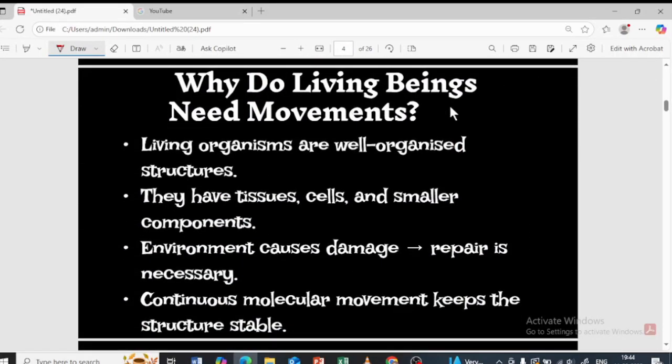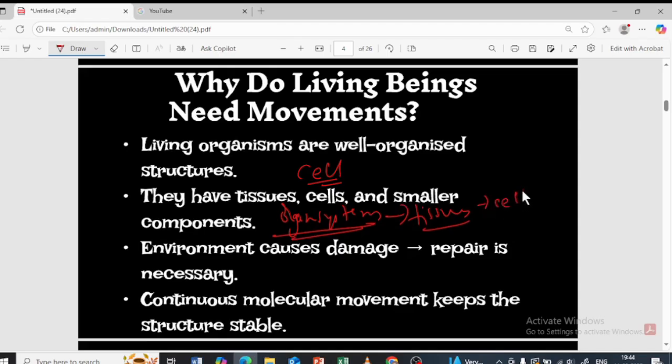Next, why do living beings need movement? See, you know that living organisms are well-organized structures. They have cells, isn't it? The living organism has organ systems to perform various functions. These organ systems are made up of what? The tissues. The tissues are made up of what? The cells. And the cells contain smaller components again, right? So they have tissues, cells, and various components in order to perform different functions. So it is a well organized structure.